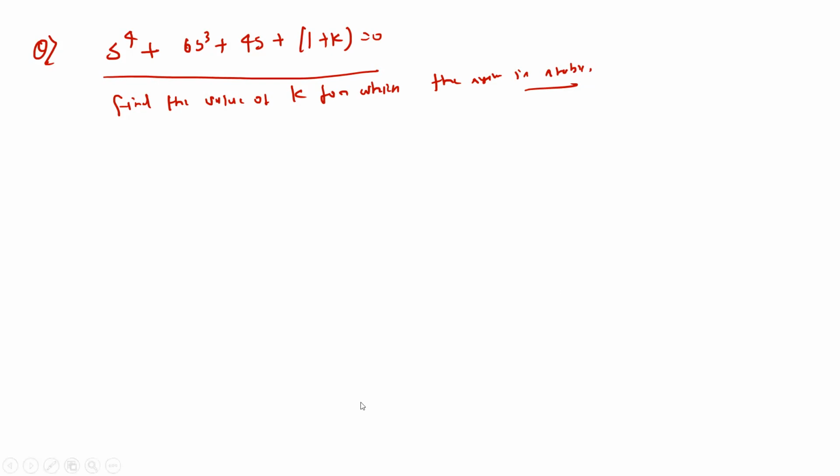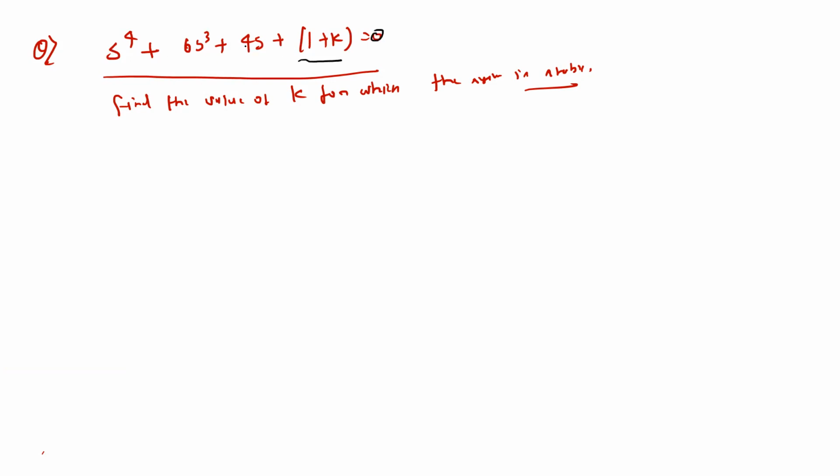Has anyone solved it? Again, this is a very basic question. You can use two methods. Either you see here, this is positive, and that 1 plus k is there.